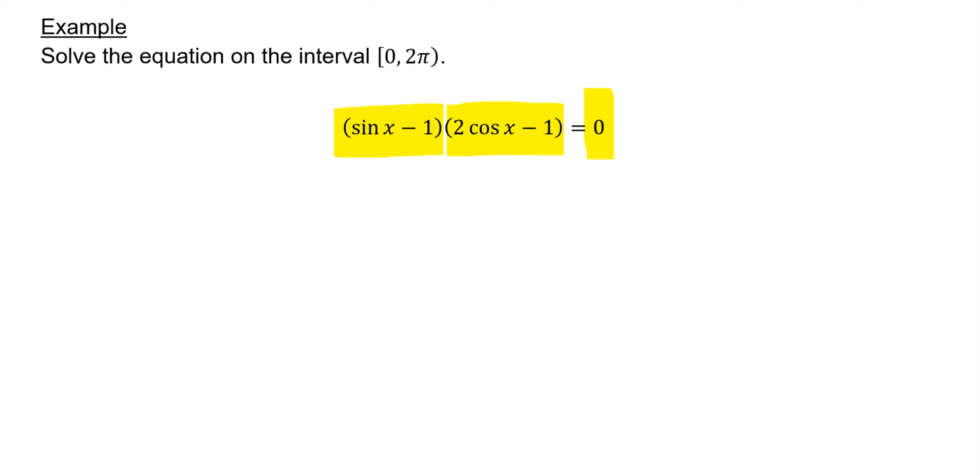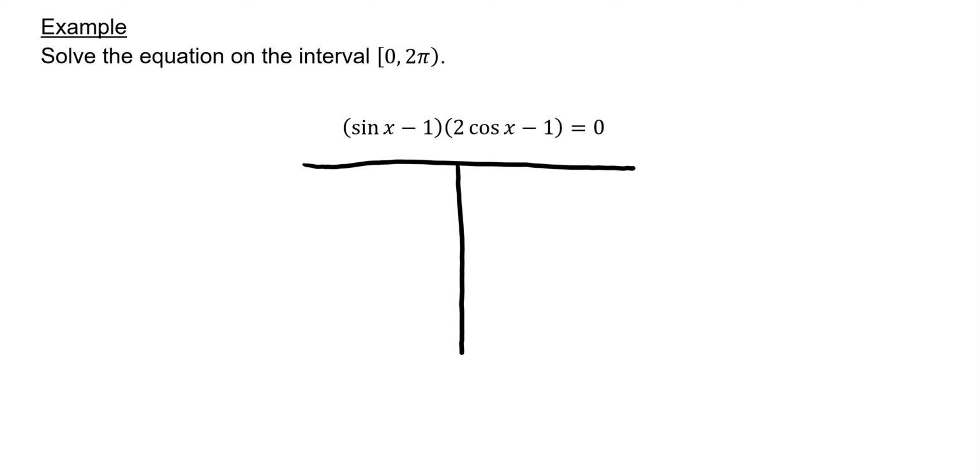Anytime you have something factored equal to 0 and you're solving the equation, you can use the zero product property, which means you're going to set both of these factors equal to 0 separately and solve them separately. Just like we did when we were solving polynomial equations, we do the same thing. You're going to take both of these factors and set them equal to 0 separately, because the only way something times something equals 0 is if at least one of those things is in fact 0.